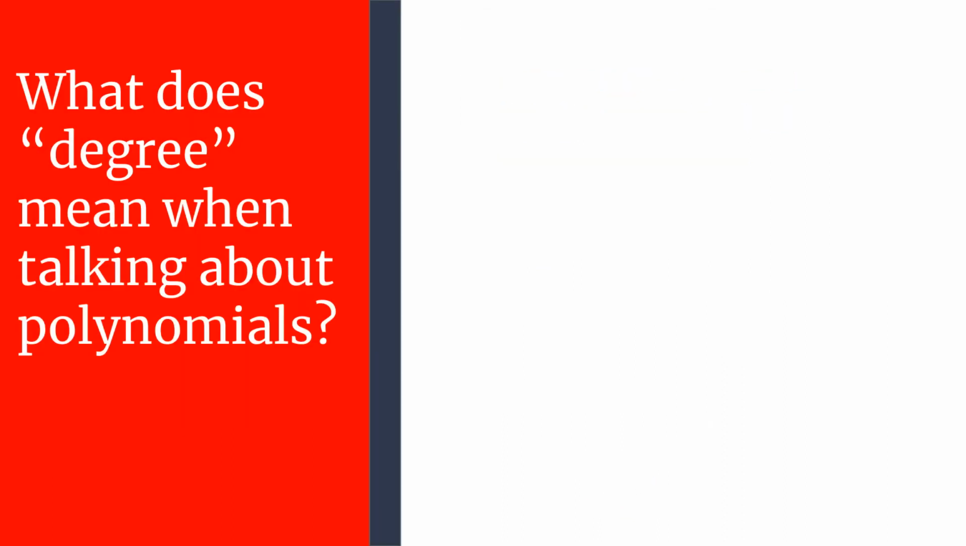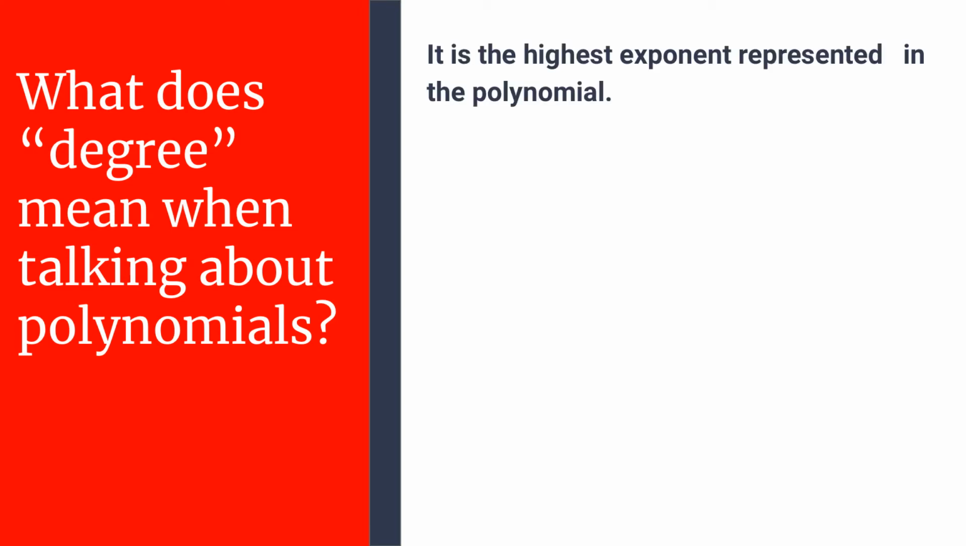There are two ways that you can classify polynomials, one of which is by something called degree. What does degree mean when talking about polynomials? It is the highest exponent represented in the polynomial. So for example, in the polynomial x to the third plus 2x squared, the degree is going to be represented by the number 3. That is how we would identify the degree of a polynomial, by looking for the highest exponent represented.